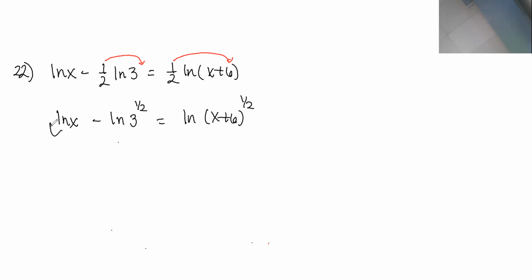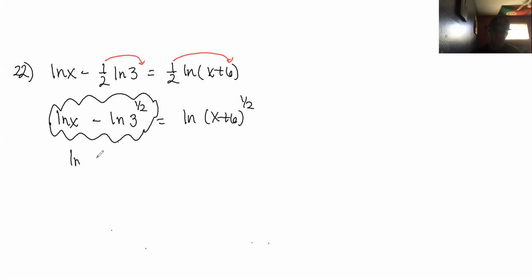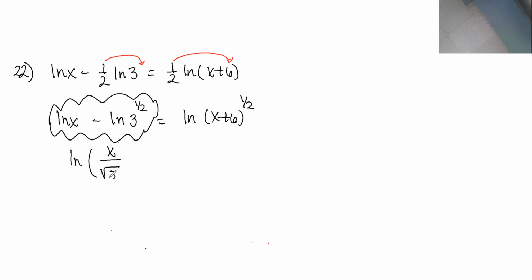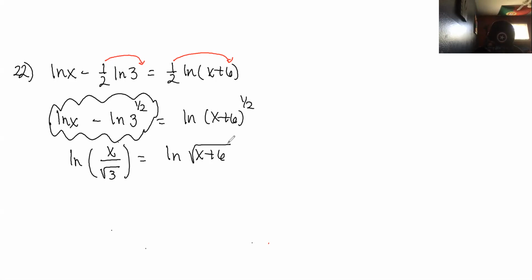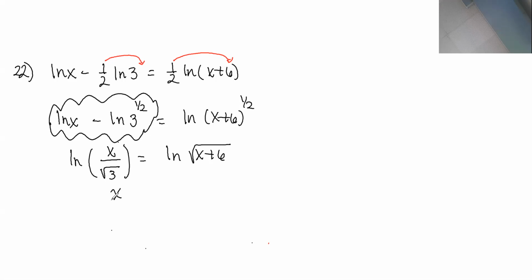Okay, I'm going to combine these first two using multiplication or division. Division. ln of x over the square root of 3. Would you guys agree the square root of 3 is equivalent to 3 to the 1/2? Yes. And this x plus 6 quantity to the 1/2 is the same as the square root of x plus 6. Drop the logs because there's exactly 1 on each side and they both have the same base.